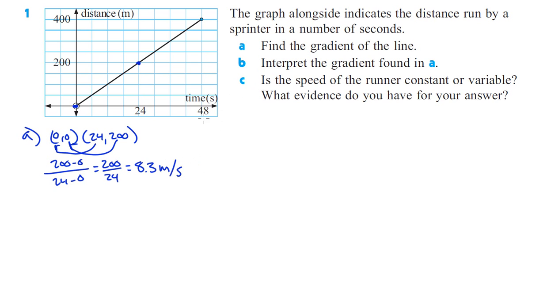So for part B, interpret the gradient found in A, and that really helps to put our units on there. So that's 8.3 meters per second is how fast the sprinter is running. Okay, so that's B. Part C is the speed of your runner constant or variable. Since it's a straight line, that means this has to be constant, because if it was variable, it would be changing and have some kind of curve to it, but it's running at a constant speed. Okay? All right.